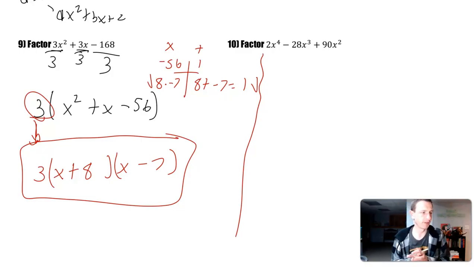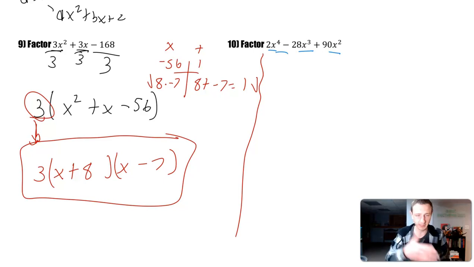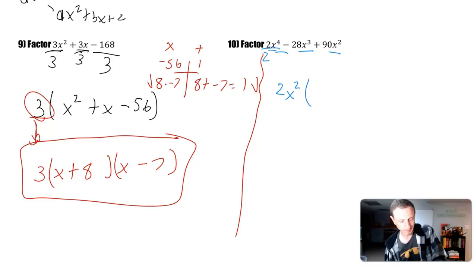Last one. So same exercise as the last one where we have the a term definitely bigger than 1. But 2, 28, and 90 are all even, so I can take out a 2. Also, x to the fourth, I know you might be thinking like, oh, we just do x to the second, just like that other problem that we did. But look at what happens though. This last term is also x to the second. So that doesn't really work. So what we need to do then is factor out a GCF of x to the second because x to the second, x to the third, and x to the fourth all can take out x to the second. So I need to factor out 2x to the second from everything.